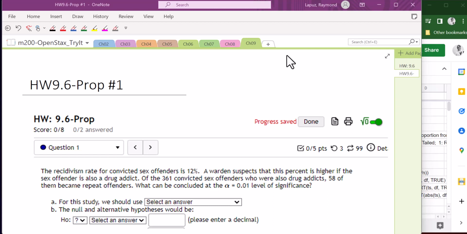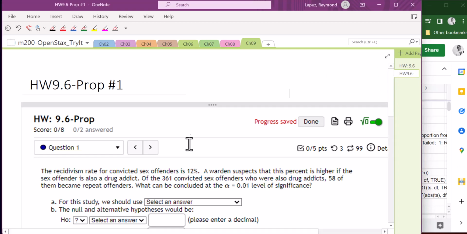My name is Lapuz. In this video, we will take a look at a problem from the homework set, homework 9.6, about proportions. This is problem number 1.